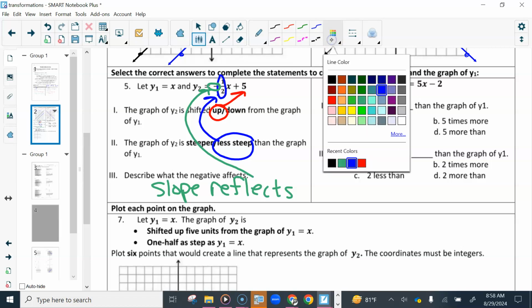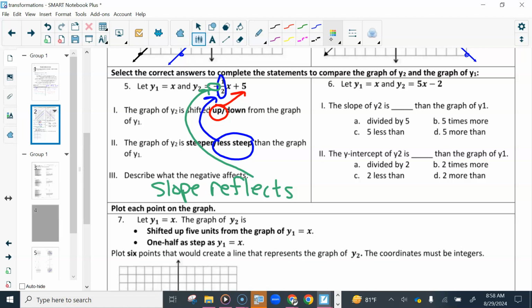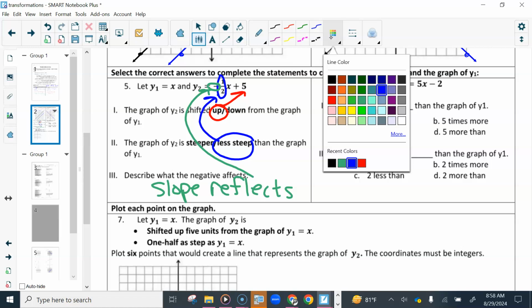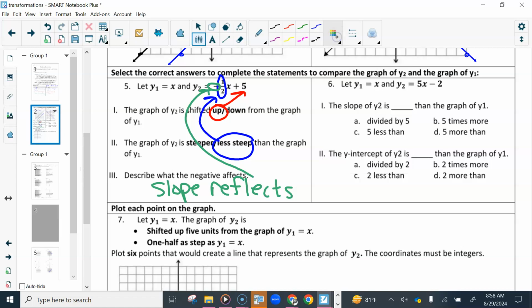Yes. So we have to think about how could we change 1 to 5? That was supposed to be blue. And I'll go slowly, blue. Okay. How could we change 1 to 5? If we added 5 to it, well, that would be 5. So 5 more than.